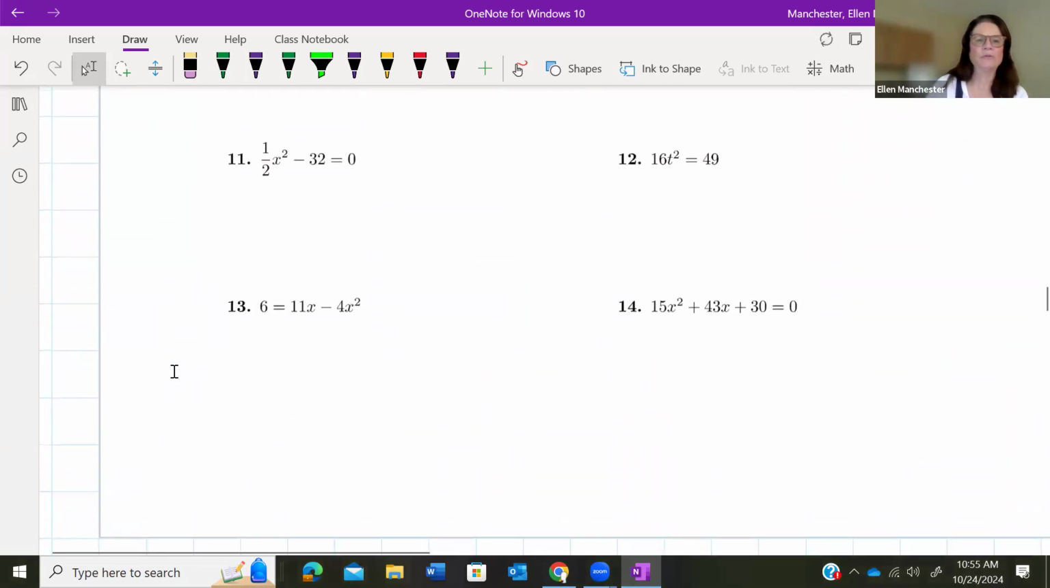15, okay, 13 works. All right, so we're going to set it to 0. So instead of moving the 2 terms to the left, we can move the 1 term. Actually, let's move it to the left because we don't want a negative in front of our x squared term. So sometimes you have to be strategic. So we're going to move our 4x squared over, minus 11x plus 6 equals 0.